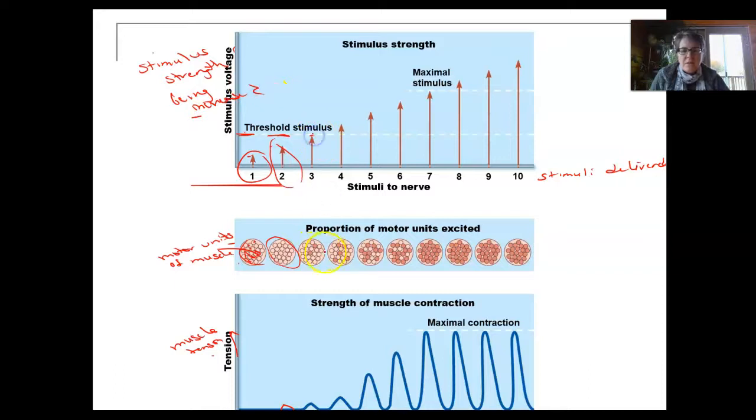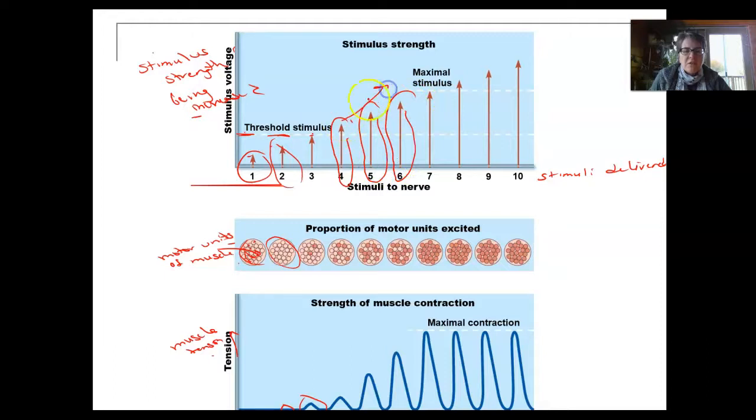The third stimulus, so I'm slowly increasing stimulus strength, right, is being increased. The third one is at threshold. I am involving 2 motor units. I get a little tension, and this is a twitch response, right? I have a latent period, period of contraction, period of relaxation. So from the 4th to the 5th, let's even go to the 6th.